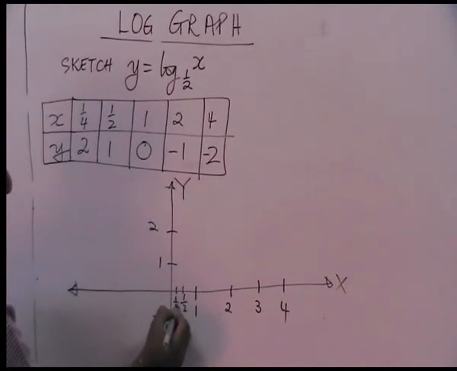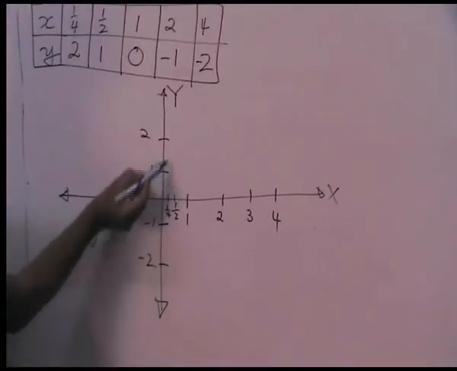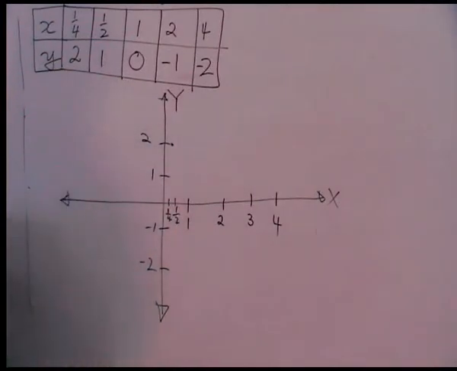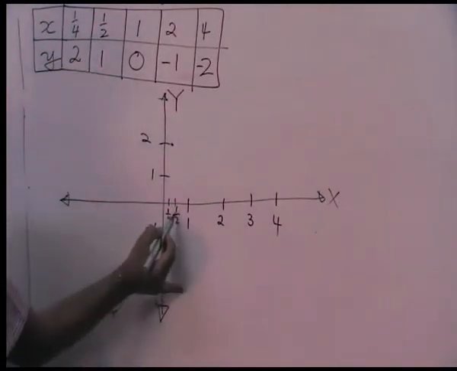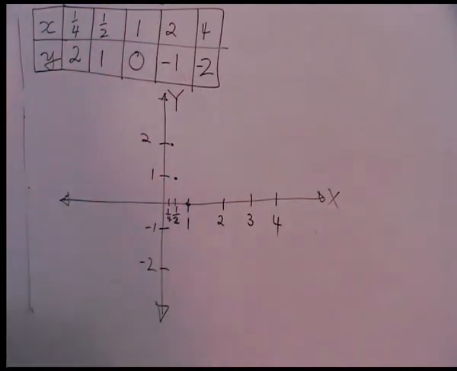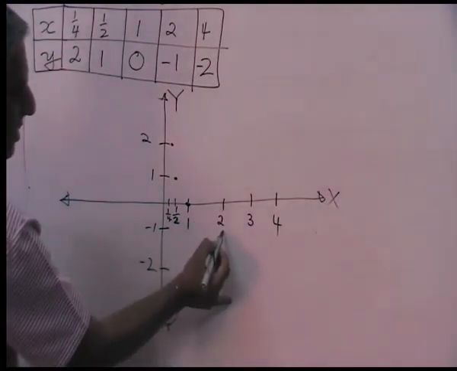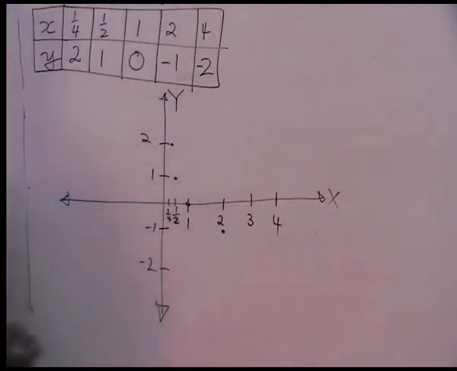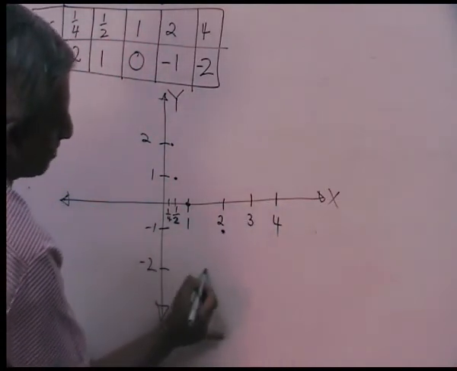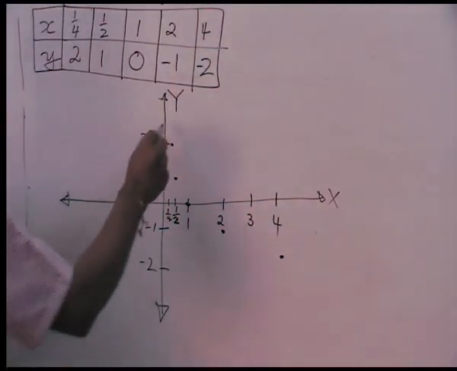that's quarter. So when it's quarter, the y value is 2. When it's half, the y value is 1. When it's 1, the y value is 0. When it's 2, the y value is minus 1. When it's 4, the y value is minus 2. So this time you'll find the graph goes this way.